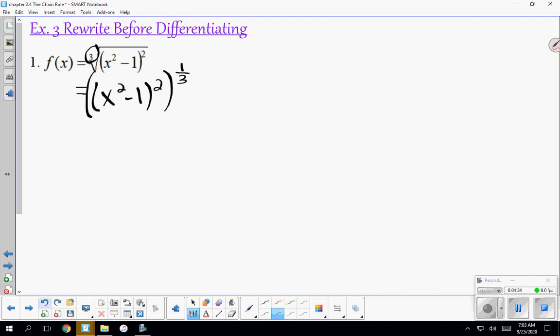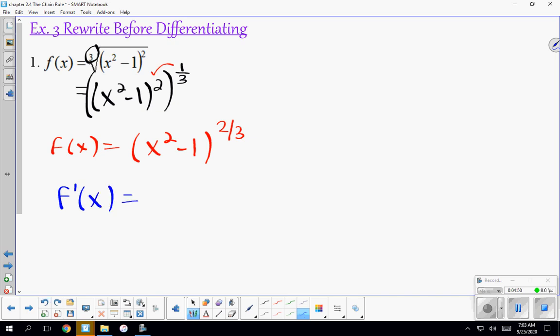So we simplify. Here when we have a power to a power, we multiply those powers. So my original function is really equal to x squared minus 1 all to the 2/3 power. Now it's set up so that I only have to use the chain rule once.